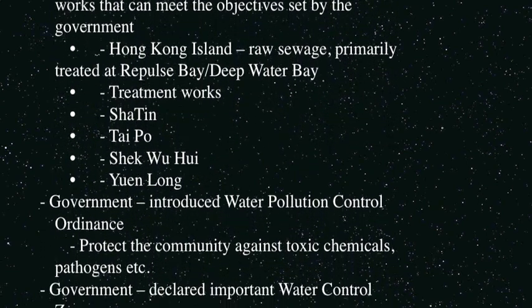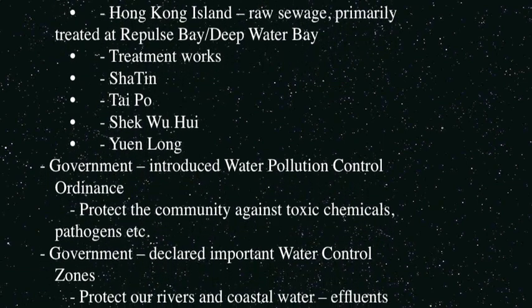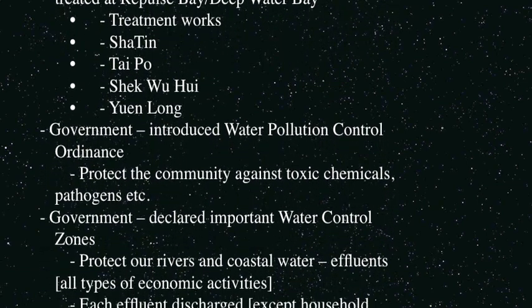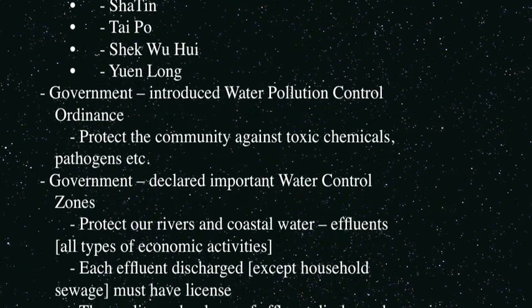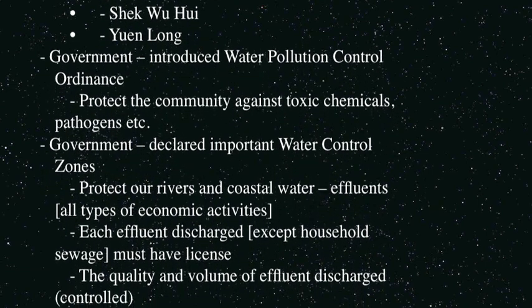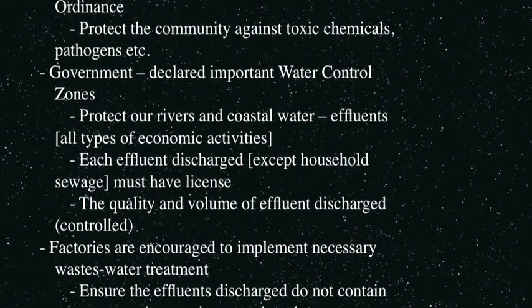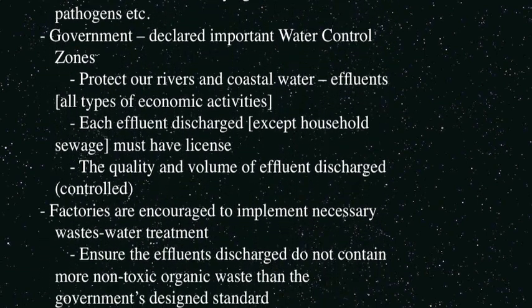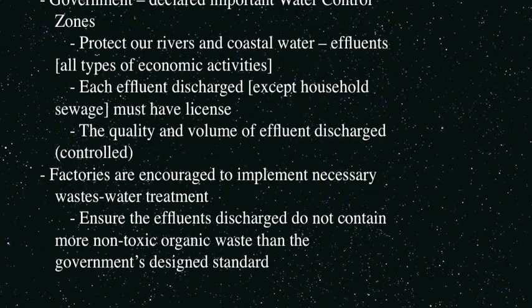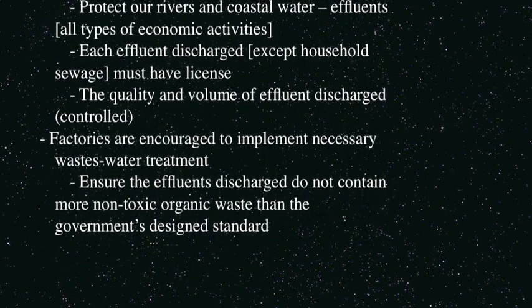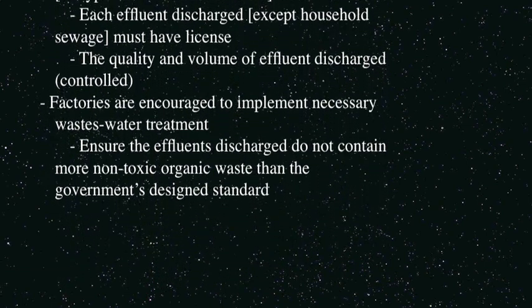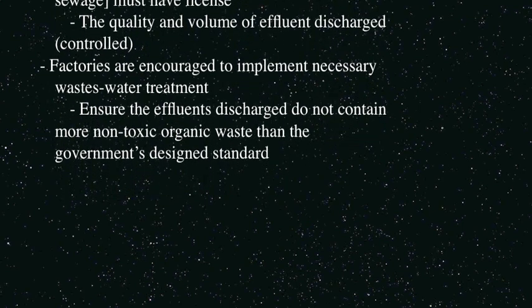The government should introduce a water pollution control ordinance, which can protect the community against toxic chemicals. The government should also declare important water control zones so that it can protect our rivers and coastal water from effluents, which come from all types of economic activities. Also, each effluent discharge, except for household sewage, must have a license. This can control the quality and volume of the effluents discharged.